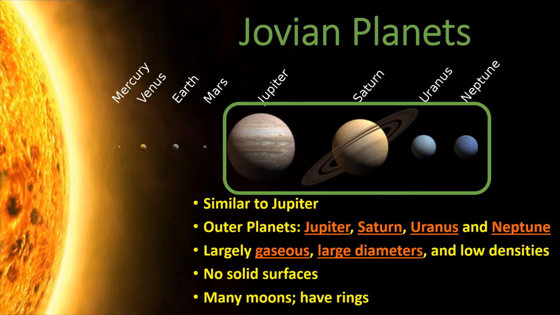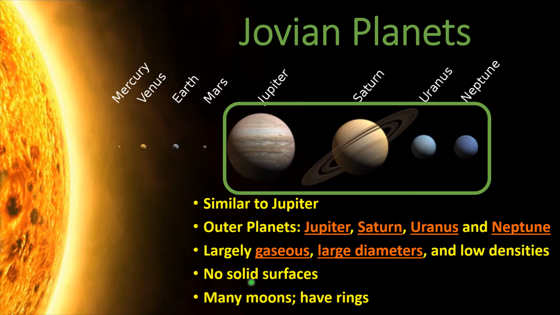Now let's switch gears and take a look at the Jovian planets. Remember, J for Jupiter. They're similar to Jupiter in that they're Jupiter, Saturn, Uranus, and Neptune. And these are large gaseous planets, so they're all gas. They have very large diameters, meaning they're very big. And they have low densities, especially when you compare them to the other planets. And that's because they're gas.